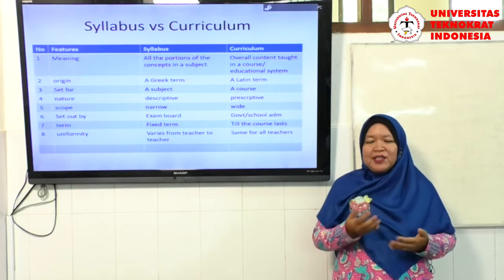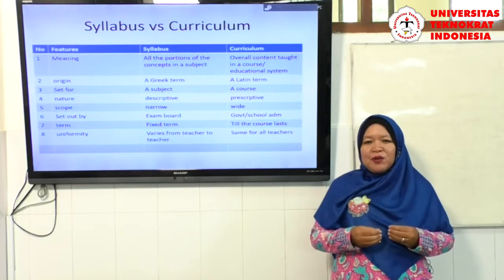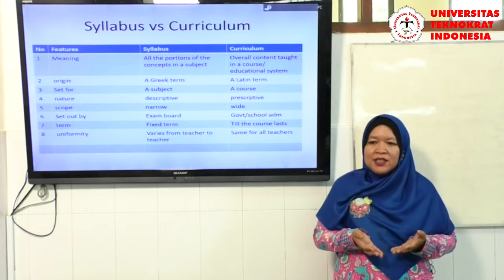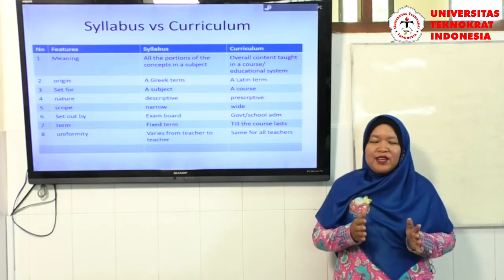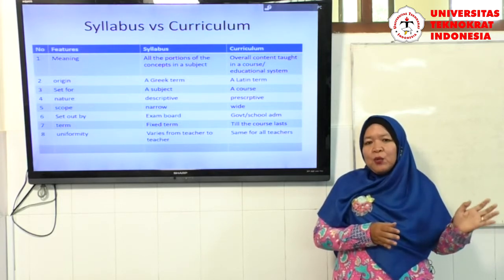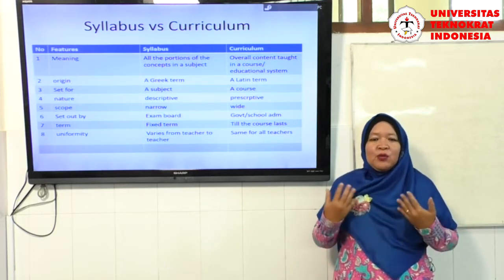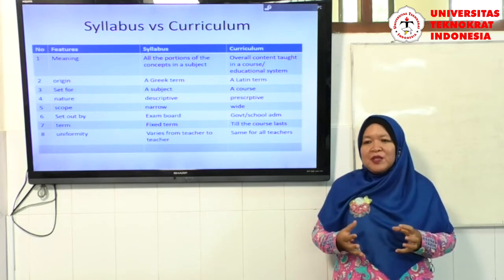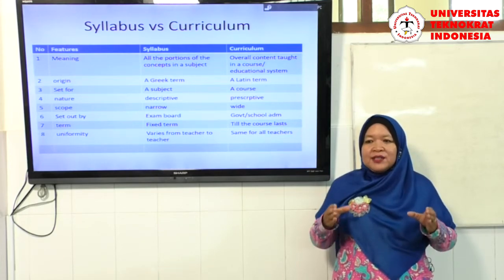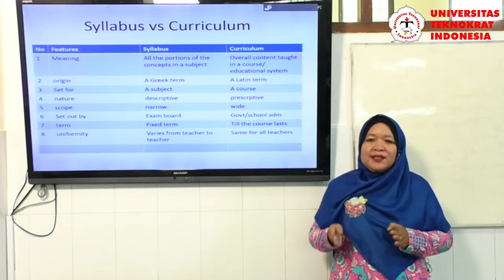And what about uniformity as the last aspect? For syllabus, it varies from teacher to teacher. Every teacher has a characteristic or style in designing their own syllabus. For example, an English teacher designs the syllabus this way, while a mathematics teacher will design the syllabus that way. That will be different. And the last, what about the curriculum? The curriculum should be uniform because it is set out or designed by the government. So it is a kind of strict regulation that the teacher must follow as the guideline to make the syllabus.